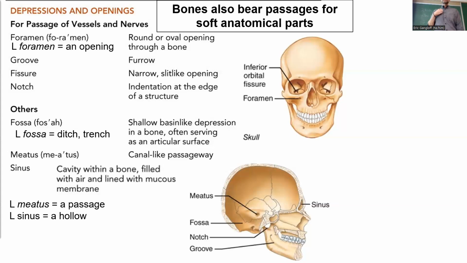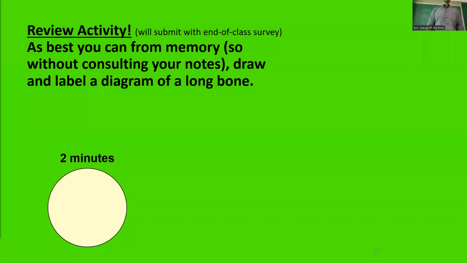So what I'm going to ask you to do now is, as best you can from memory, so without consulting your notes, I don't want you to look at anything, take 2 minutes and draw and label a long bone, and draw and label as many parts of it as you can from memory for 2 minutes. After 2 minutes, we'll go back and we'll consult your notes and you'll add to it. But this is a good chance for you to see what you know and to try to pull as much of that from memory as you can. And we just learned this, so I'm not expecting you to know. There's no expectation here. This is a study tool, not a test.